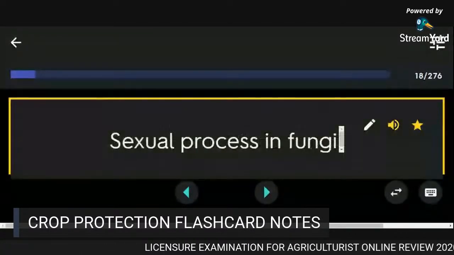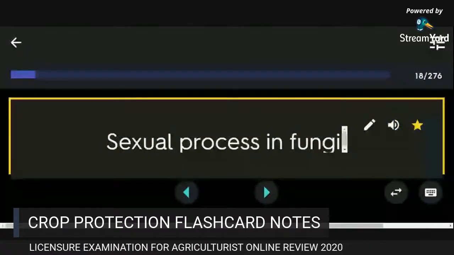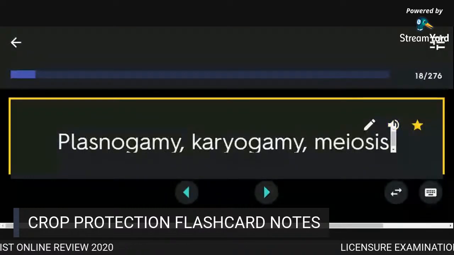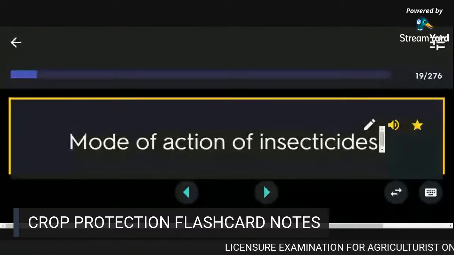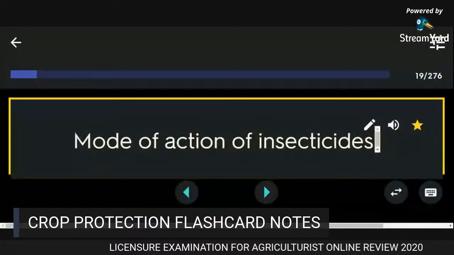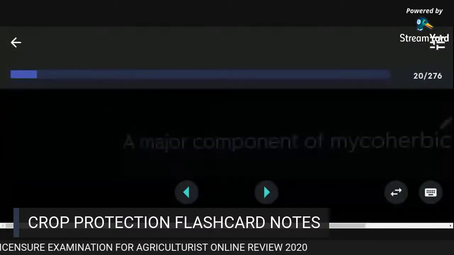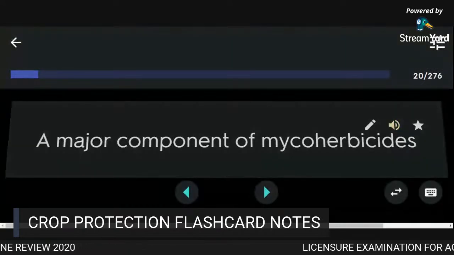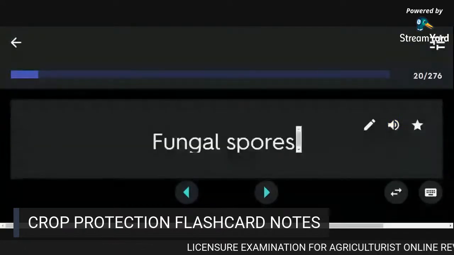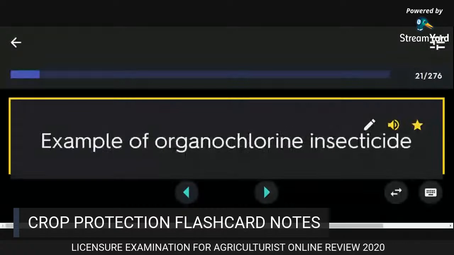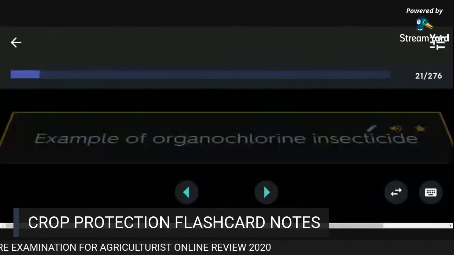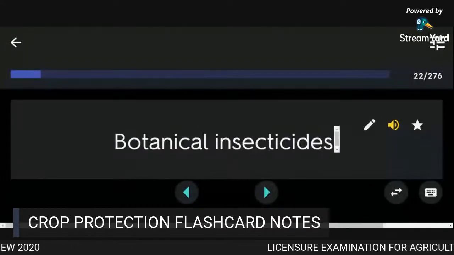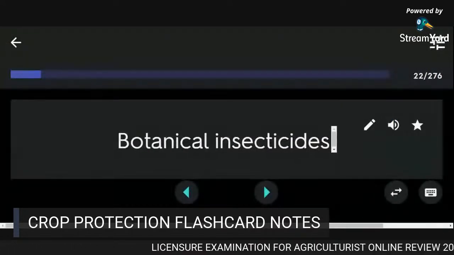Sexual process in fungi: plasmogamy, karyogamy, meiosis. Mode of action of insecticides: neurotoxicants. A major component of mycoherbicides: fungal spores. Example of organochlorine insecticide: chlordane. Botanical insecticides: nicotinoids, pyrethroids, rotenoids.